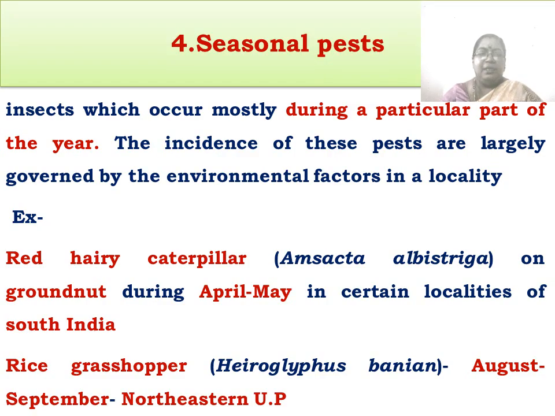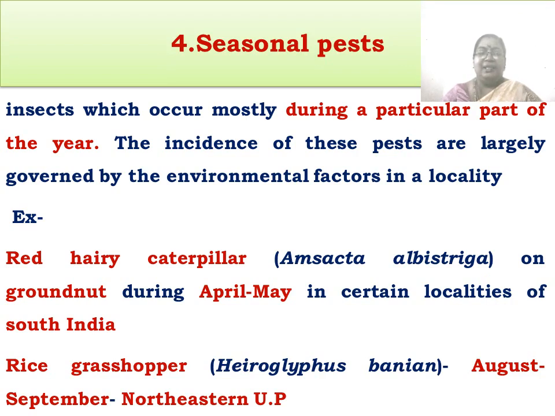Seasonal pests. Insects which occur mostly during a particular part of the year. The incidence of these pests is largely governed by the environmental factors in a locality. For example, red hairy caterpillar lives on groundnut only during the month of April and May, and that too it can be observed in certain parts of South India.